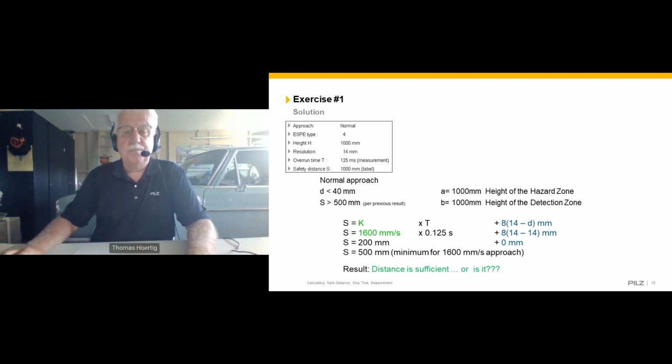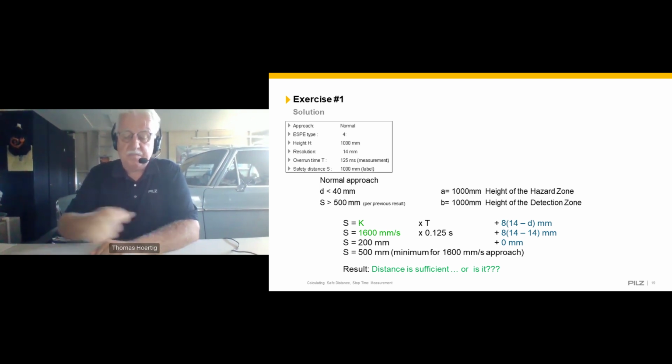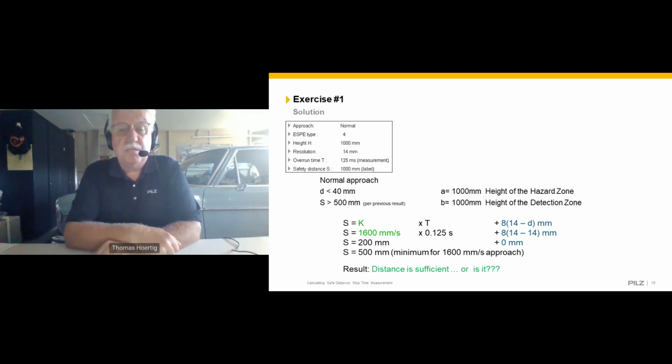So we use the formula S equals K times T, plus 8 times the quantity (d minus 14), in millimeters. So we fill in the blanks here. It's our approach speed because we are further away than 500 millimeters, so we use the 1600 millimeters per second approach speed. We had the overall time measurement of 0.125 seconds. And then we had the resolution of our PSD device, which is 14 millimeters. So our result now is 200 millimeters.